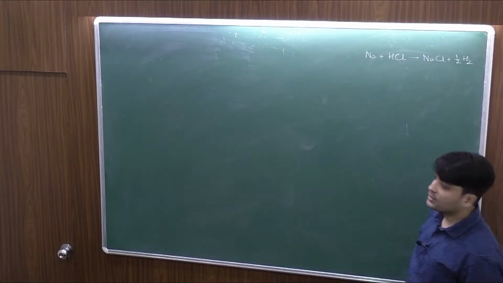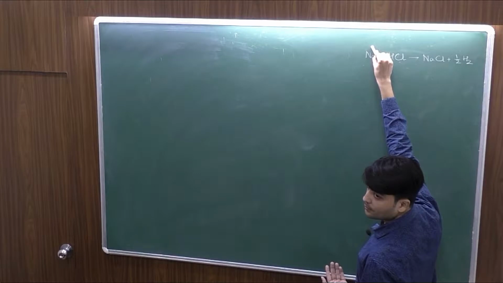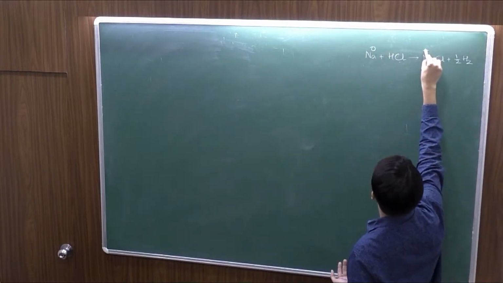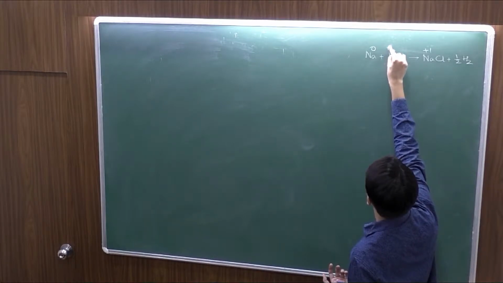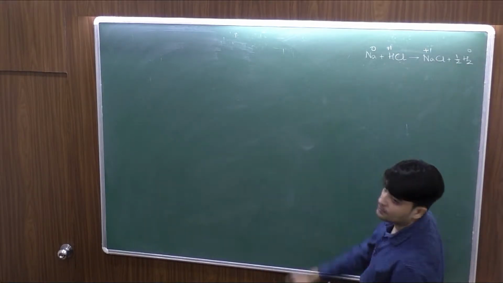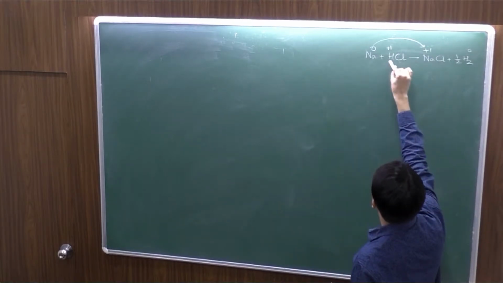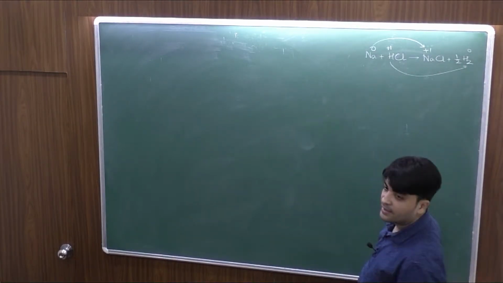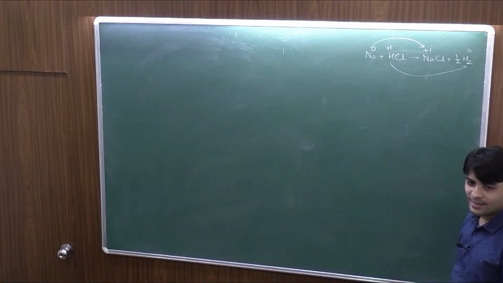It's a redox reaction because sodium here is changing from 0 to +1 and hydrogen here is changing from +1 to 0. So sodium is clearly undergoing oxidation and hydrogen is undergoing reduction. It's a redox reaction and this redox reaction I can balance by trial and error.